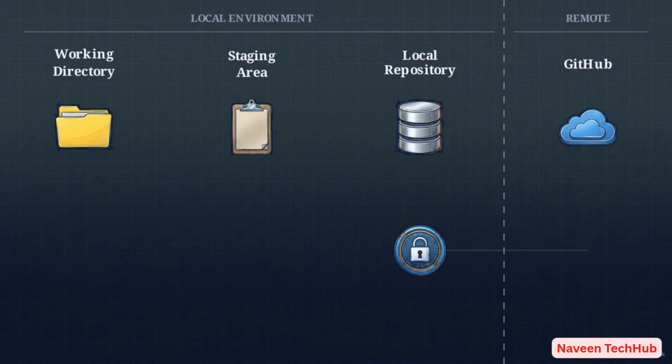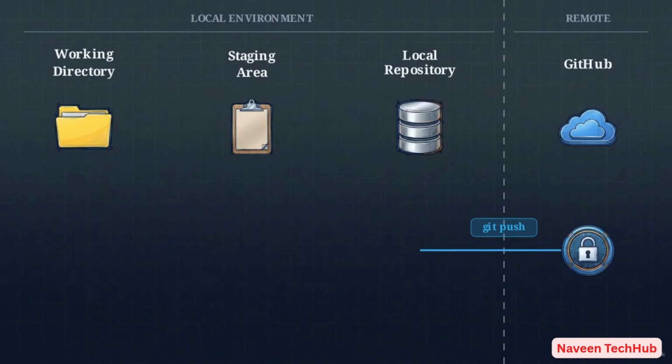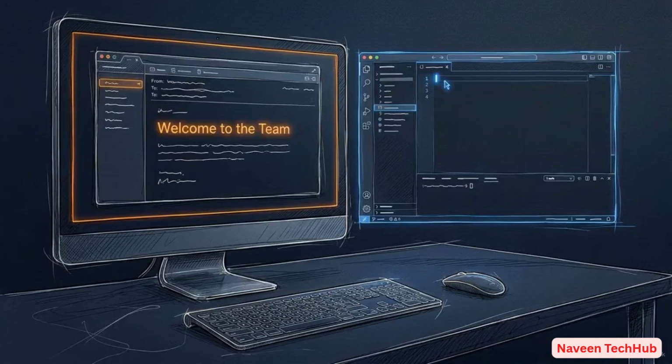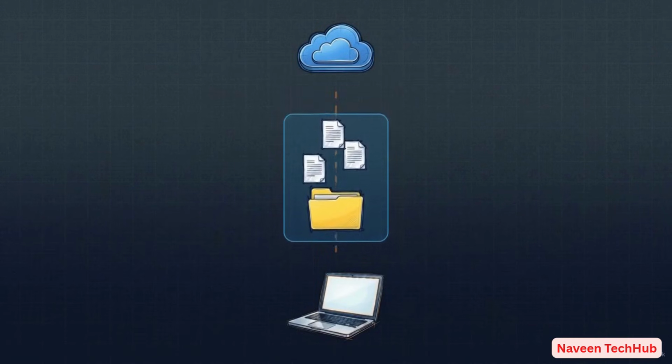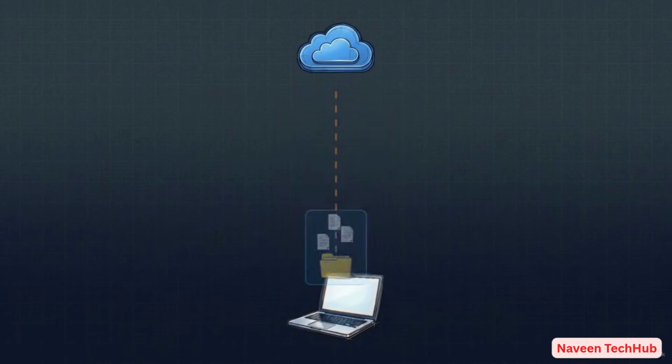While a commit stays on your computer, running git push uploads that data to the team's remote server on GitHub. If you are joining a project that is already in progress, you use git clone. This downloads a full copy of the remote repository to your local machine, so you can begin contributing immediately.